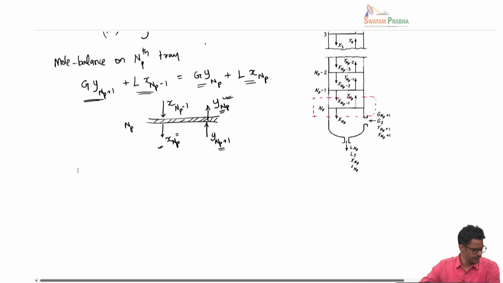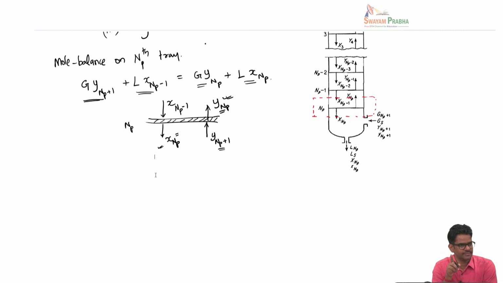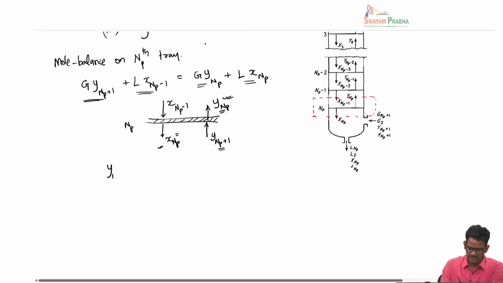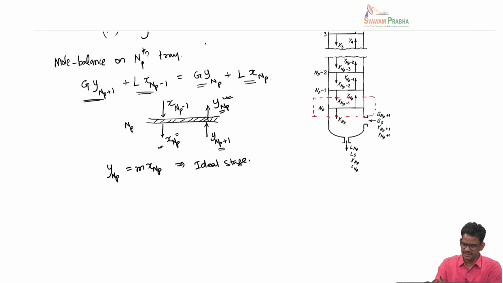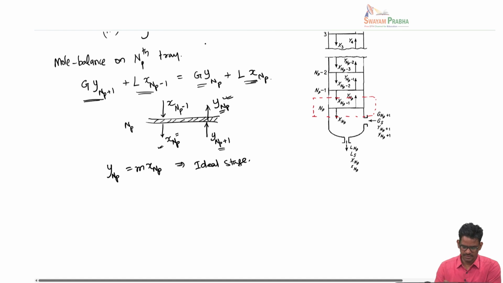Now, I already said that XNP and YNP are in equilibrium, so they are related by the equilibrium line. That means YNP will be m times XNP, because it's an ideal stage. The outgoing streams are at equilibrium. So I can remove one variable from here. I can replace XNP with respect to YNP.